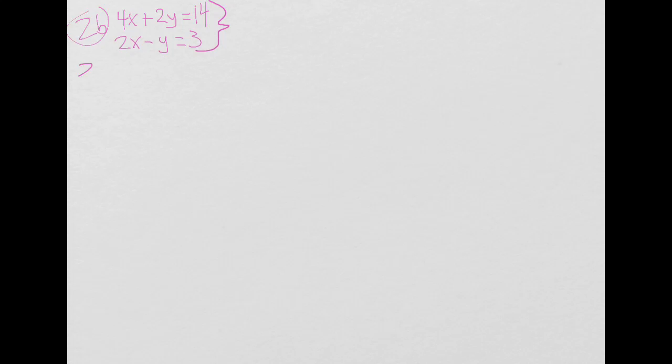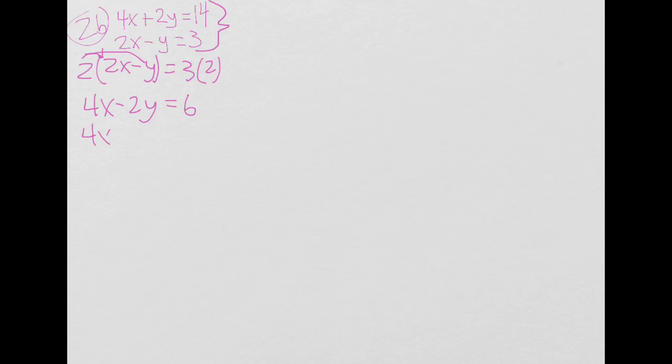So if I multiply the bottom equation by 2 on both sides, and remember, do it on both sides, if we distribute that 2, we will get a 4x minus 2y, and then multiply 3 times 2, we get 6. And now if we compare our two equations, we have a positive 2y and a negative 2y. So now we can add those two together and eliminate one of our terms.